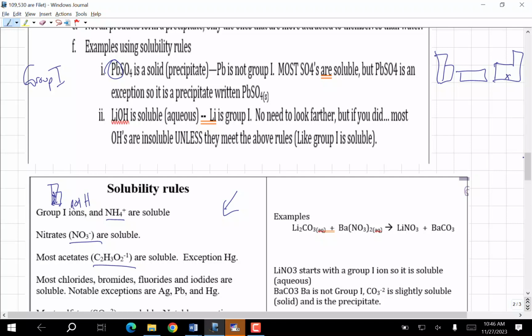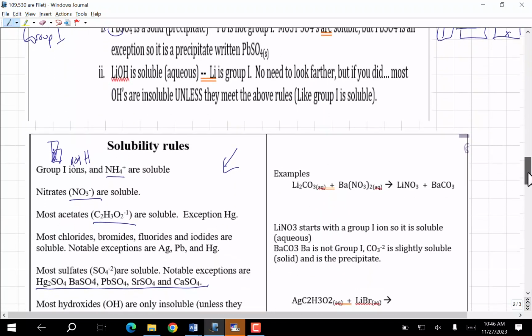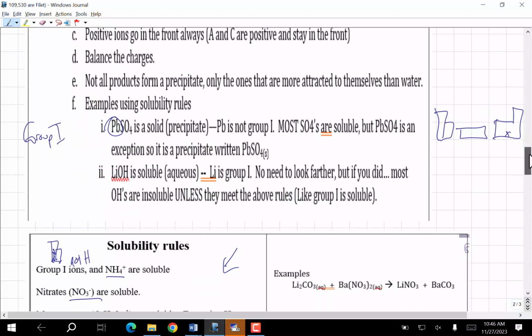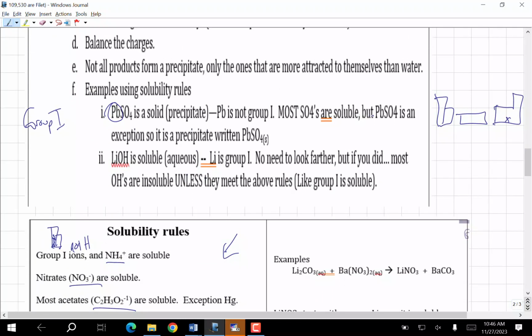So then I need to look for my sulfate rule. My sulfate rule is right here. Most sulfates are soluble except lead. So that means it's insoluble. Okay. Most sulfates are soluble. Lead is an exception, so we write it as PbSO4 solid. LiOH. First question. Is it group 1? Yes. Li is group 1. So right away we say it's aqueous. So that means right away I know it's LiOH aqueous. If you did, most OHs are soluble unless they meet the above rules, which is the same ones. Okay?